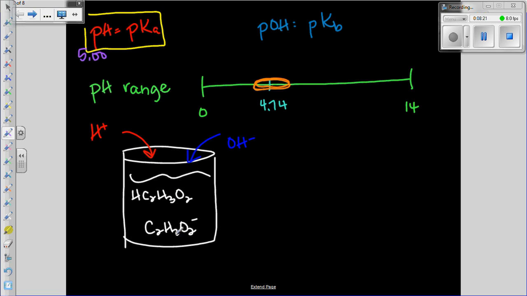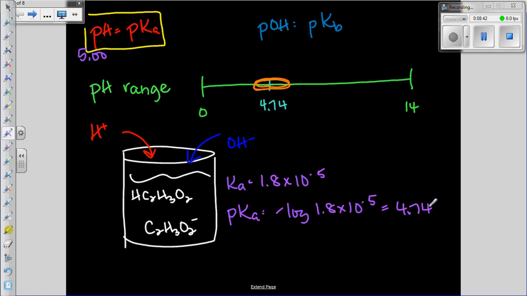So this acetic acid acetate combination would be a good one for that, because the Ka for acetic acid is 1.8 times 10 to the negative 5th, and pKa is the negative log of 1.8 times 10 to the negative 5th, which is 4.74. These two are very close, so this would be a suitable buffer for a pH of 5.